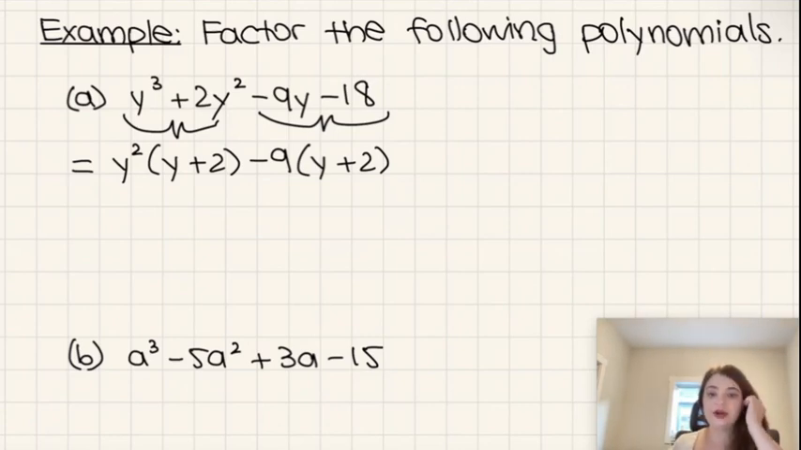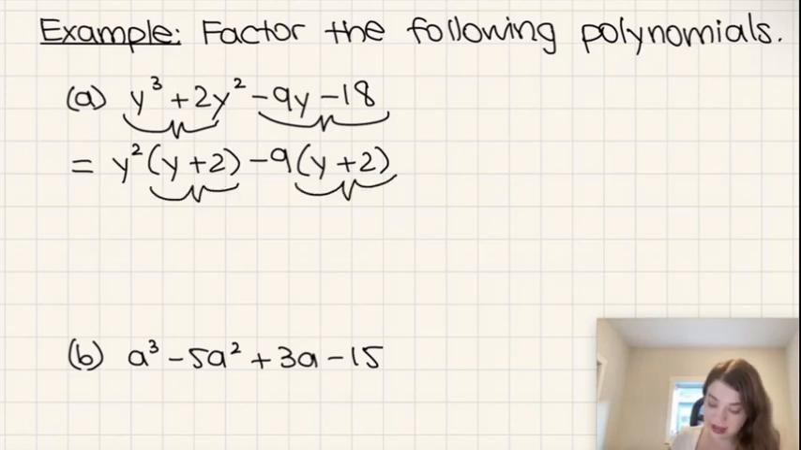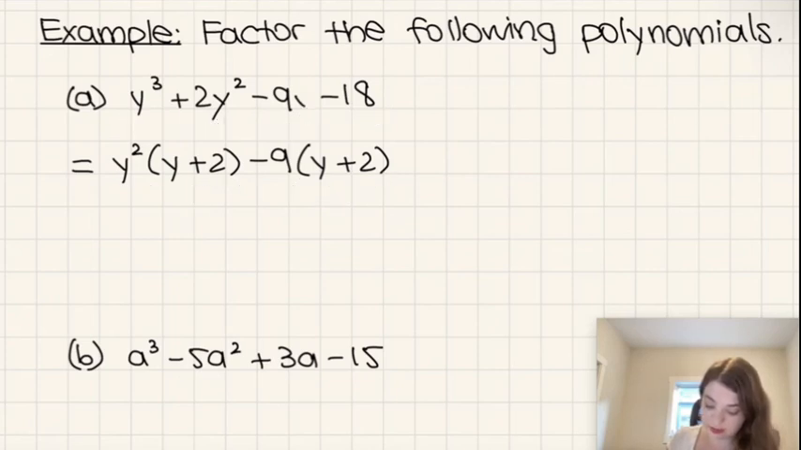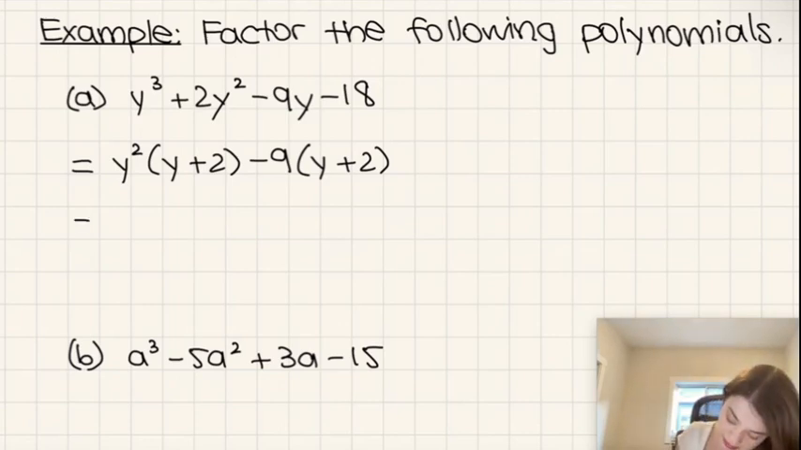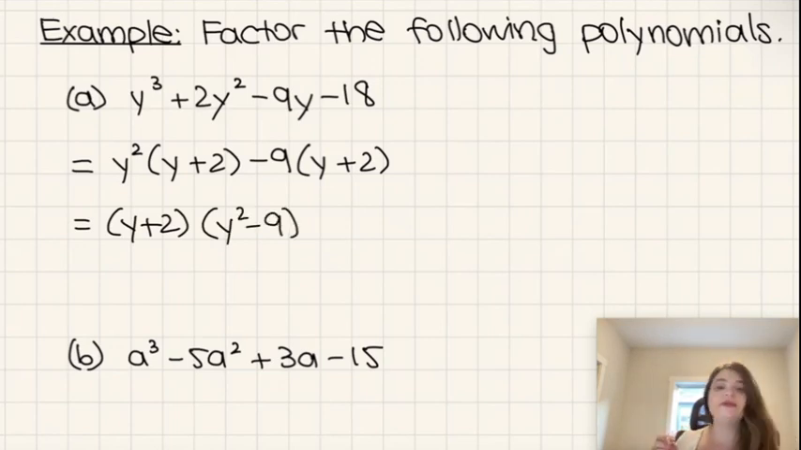And something you'll probably notice is that what we have in our brackets, both sets of brackets, is the same. And if we've done everything correctly to this point, that should be the case when we're factoring by grouping. So now I'm going to common factor out the y plus 2 from both. So we're going to end up with y plus 2 times y squared minus 9. And so now we've completed the factoring by grouping process.